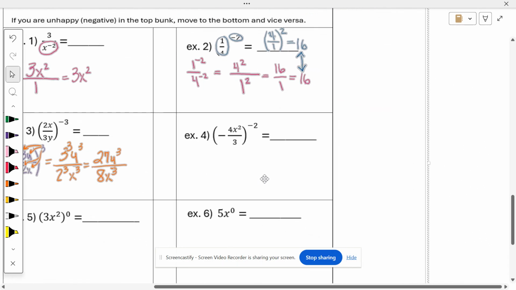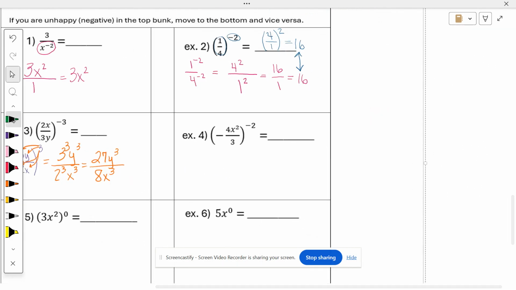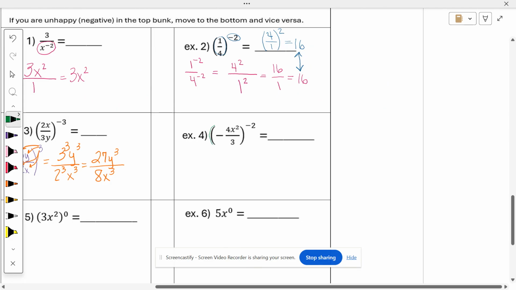All righty. Example number 4. Again, I have this entire quantity being raised to the negative 2 power. So I'm going to write it as its reciprocal, 3 over 4x squared. And now it's to the positive 2 power. This has a negative out in front of it. I always put my negatives in the numerator. So it doesn't matter whether it starts in the top or, if you have a negative off to the side equal with the fraction bar, I just move it to the numerator. A negative times a negative is a positive, so it doesn't really matter.